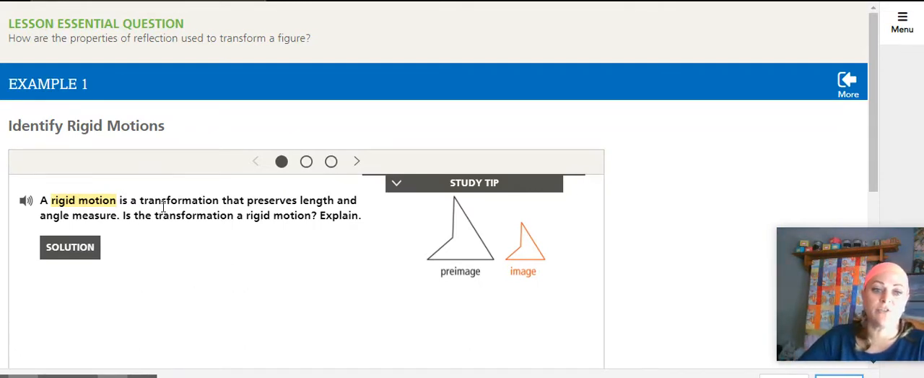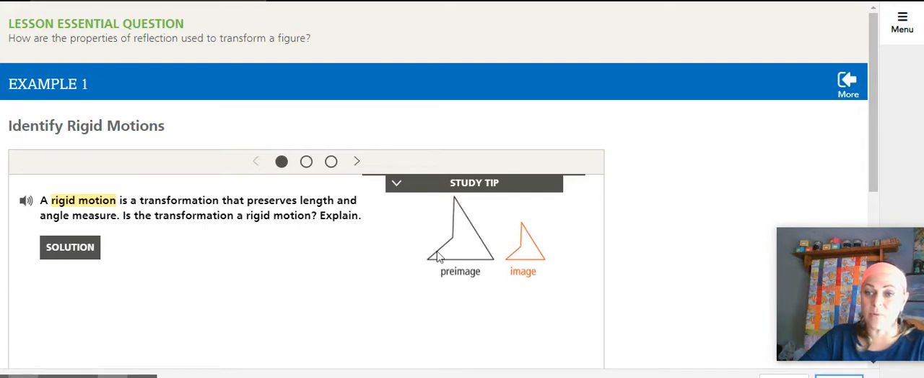So a rigid motion is a transformation that preserves, doesn't change, or keeps the length and angles. So the angles don't change, the sizes don't change, it's just the location that changes. It is a transformation. Is the transformation a rigid motion?